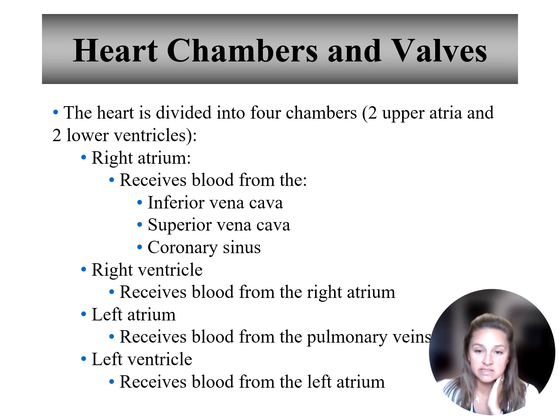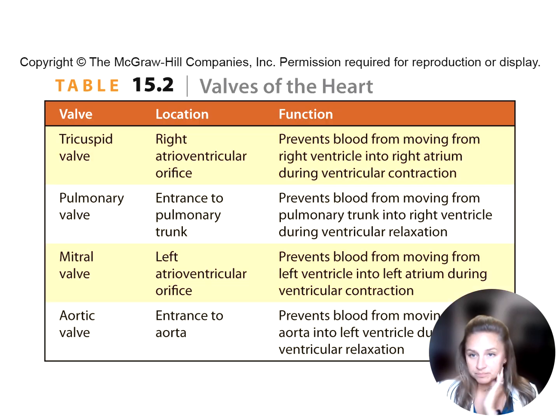You also will see this in much more detail as you're navigating through your lab questions. So the right atrium receives the blood from the inferior or superior vena cava or the coronary sinus. The right ventricle receives the blood from the right atrium. And then the left atrium receives the blood from the pulmonary vein. So now this is the oxygenated blood. And then the left ventricle receives blood from the left atrium.